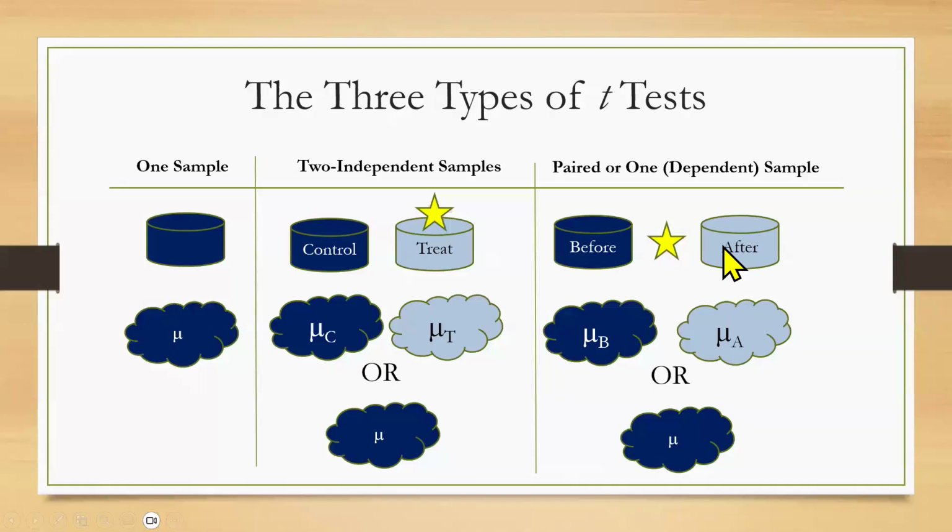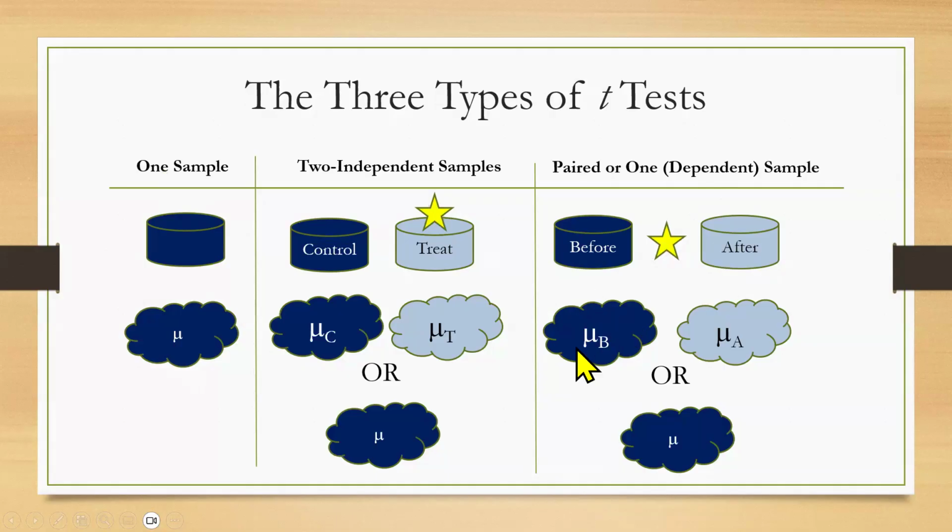All right, so sometimes this is called dependent samples. Sometimes it's called a one sample. I prefer to call it paired because then you don't get confused with the one sample. Sometimes people call it two dependent samples. So I'm going to stick with paired for this experimental design.